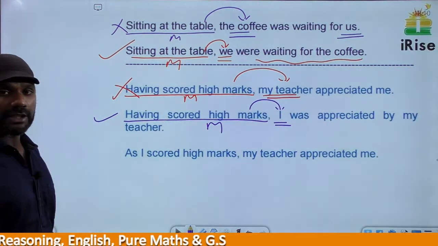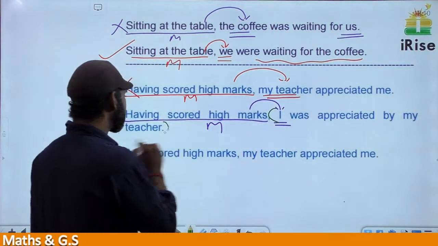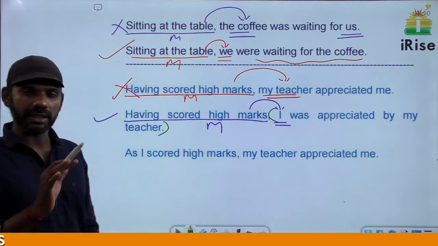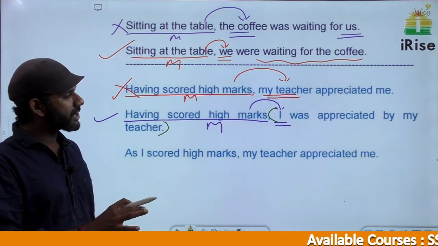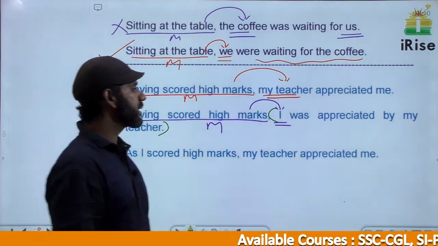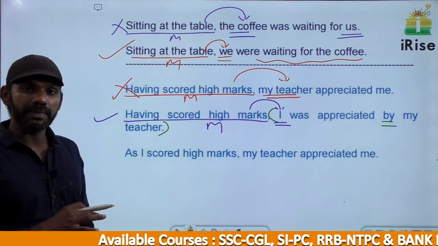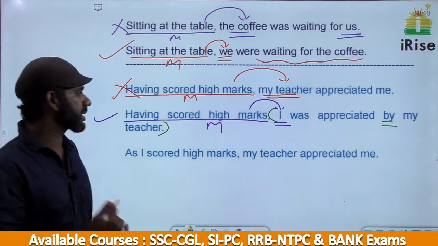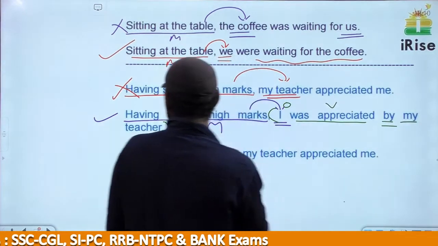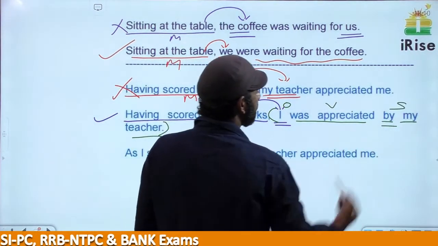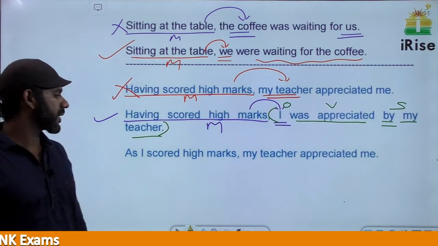Which is the main clause here? I was appreciated by my teacher is the main clause here. I repeat, voice is only for a main clause. By comes only in the passive voice. I was appreciated means I received the action. Object. Was appreciated is the verb here. My teacher is the subject here. Object, verb, subject, passive voice. Leave it there. Come to the next one.